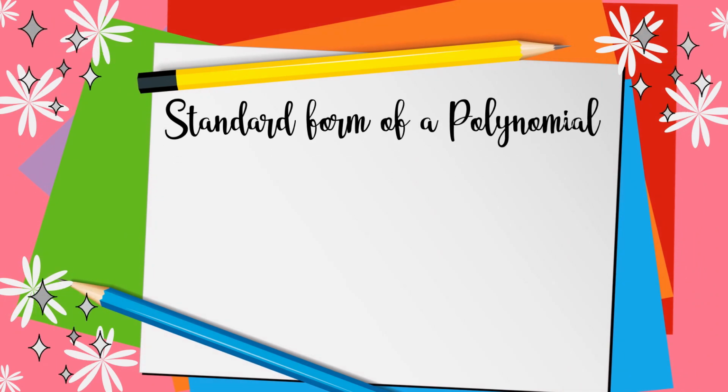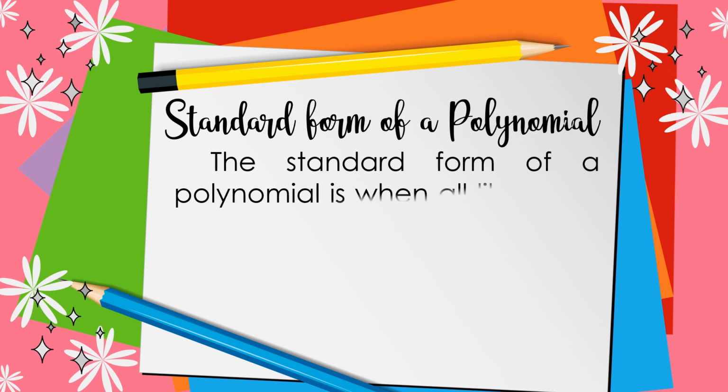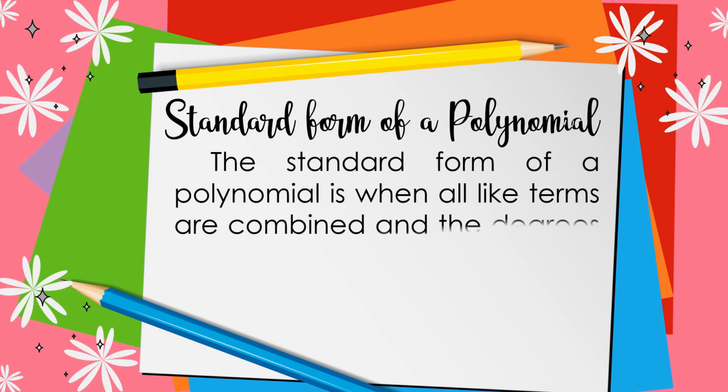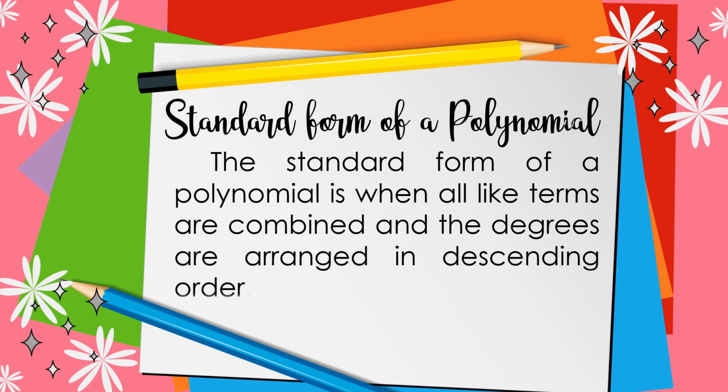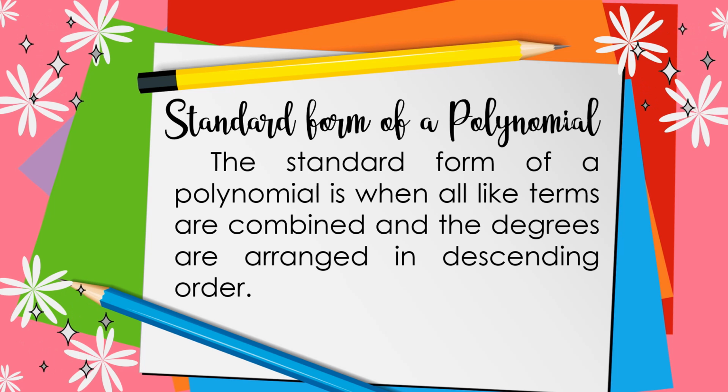Standard form of a polynomial. The standard form of a polynomial is when all like terms are combined and the degrees are arranged in descending order.